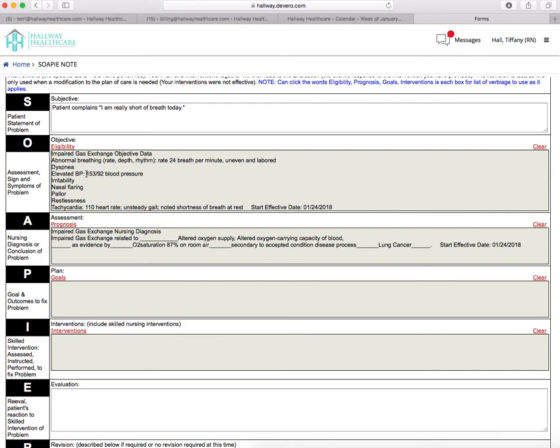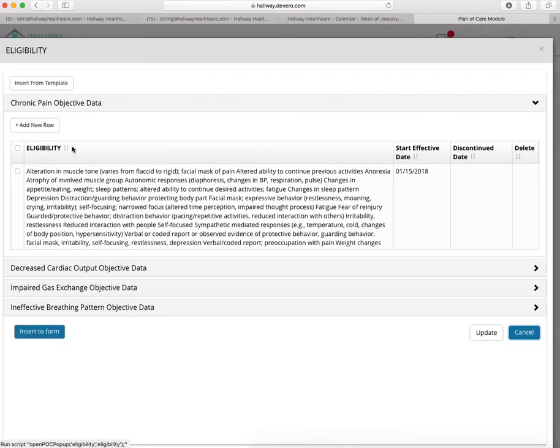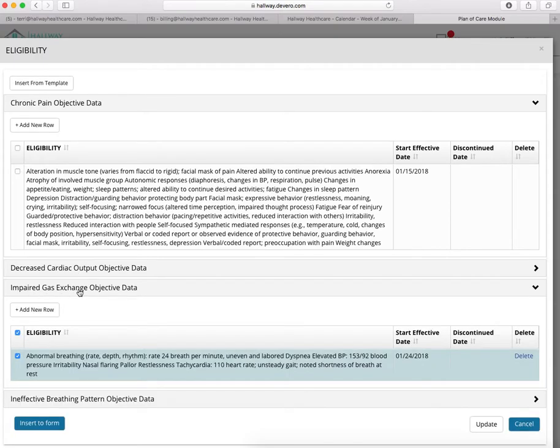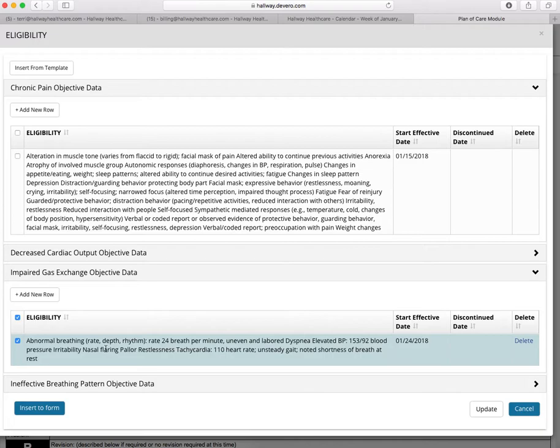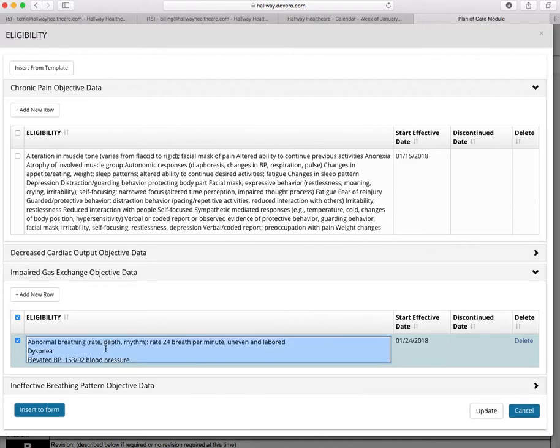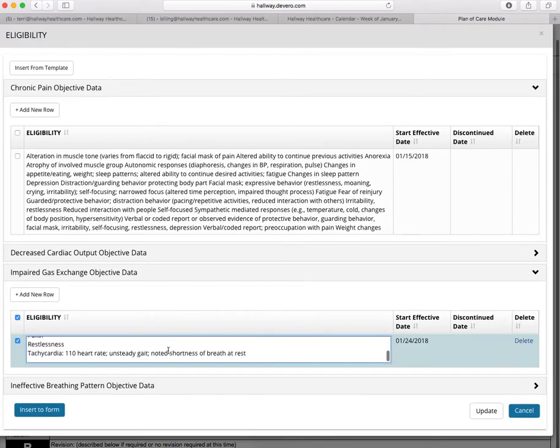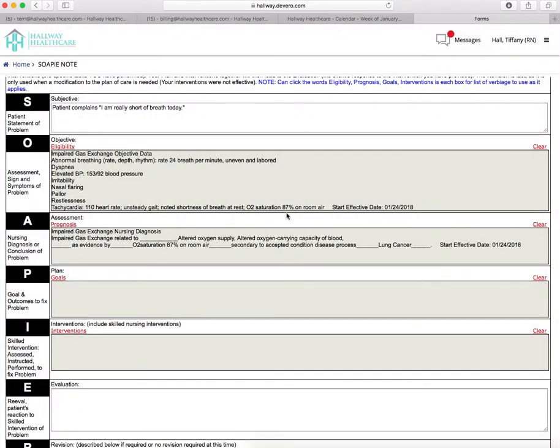But remember, I said, oh, I forgot to add the oxygen saturation. So now I need to go back into it. Okay, it wasn't under chronic pain, it's under impaired gas exchange. So I click impaired gas exchange. This is what's in there currently. Double click the box. Click it again, come to the end. Now I'm going to say O2 saturation, 87% on room air. Okay. Then insert to form. As you can see, now it's there. All right.